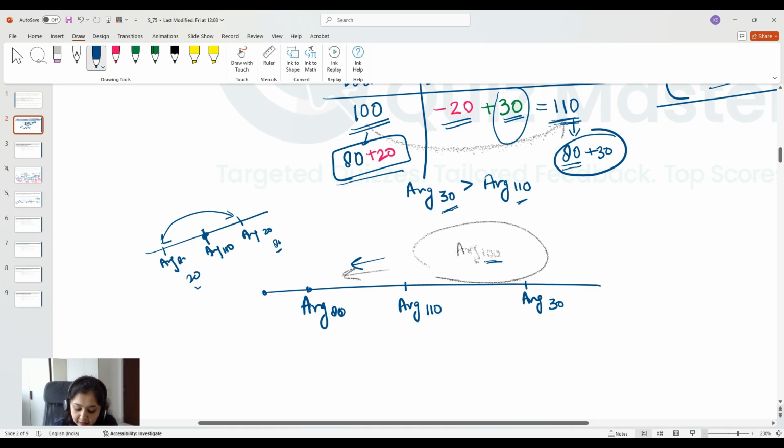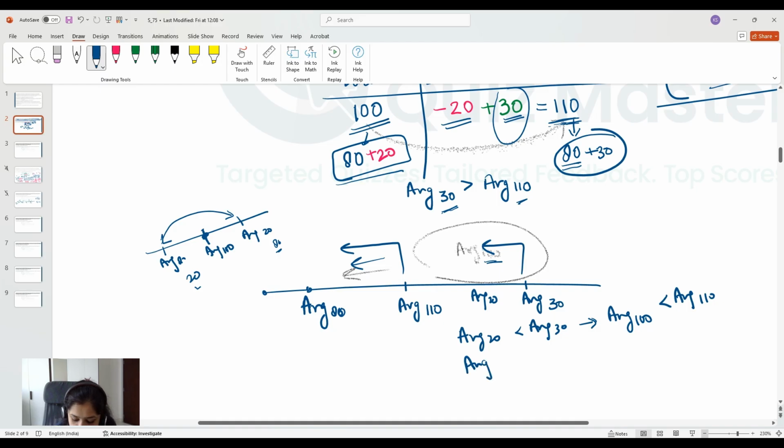So that means that if we want average of 100 to lie towards the left of average of 110, average of 20 should lie towards the left of average of 30, right? So if basically average of 20 is less than the average of 30, then average of 100 will be less than average of 110. If it is the opposite case, that is, average of 20 is greater than average of 30, in that case, if average of 20 is here and average of 80 is here, then average of 100 will lie to the right of 110. It will be greater than average of 110.